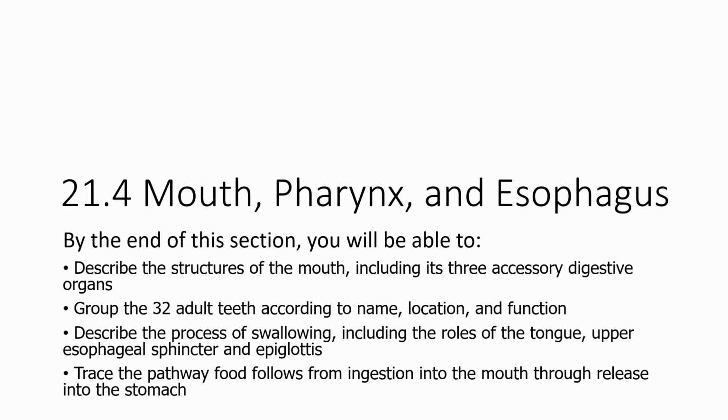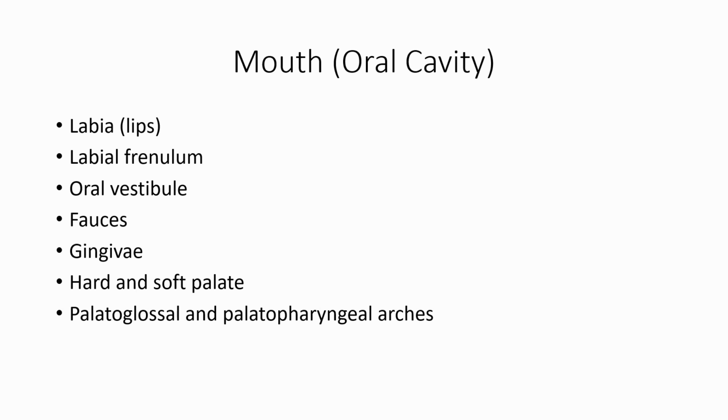towards the stomach. So let's talk about the mouth, also known as the oral cavity. We have various components to this. We're going to go ahead and talk about them all. We have the labia, also known as the lips, the labial frenulum, the oral vestibule, the fauces, the gingivae, the hard and soft palate, and then the palatoglossal and the palatopharyngeal arches.